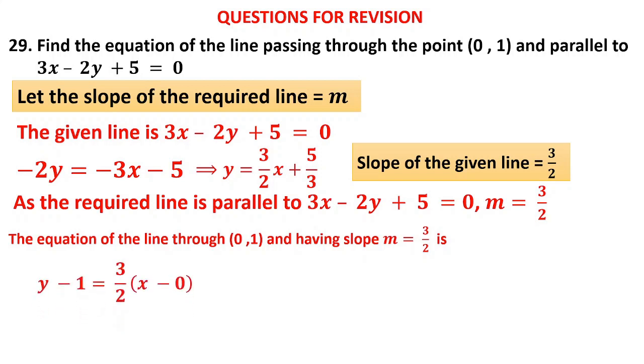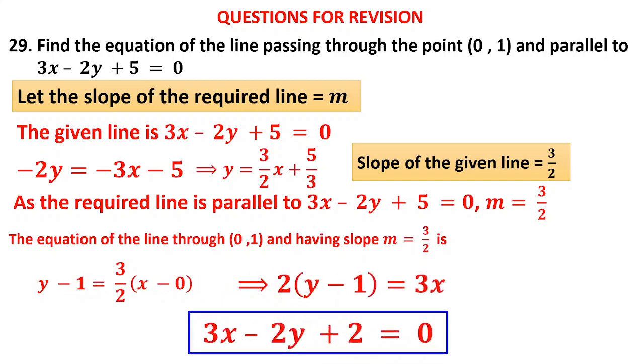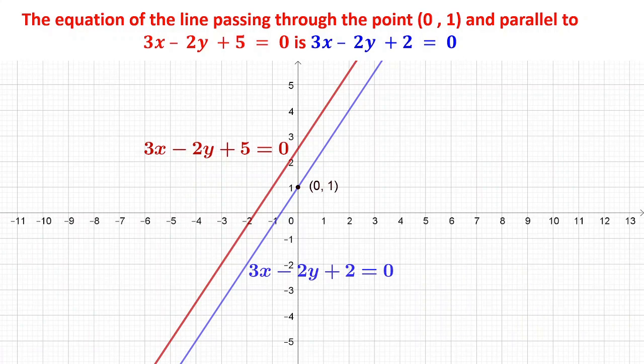Let us apply point slope form. y minus y1 is equal to m into x minus x1. I am simplifying. I am getting the answer as 3x minus 2y plus 2 is equal to 0. Let us see these lines on the graph sheet. Now both the lines are parallel. Therefore the required line passes through 0, 1 and it is parallel to 3x minus 2y plus 5 is equal to 0.